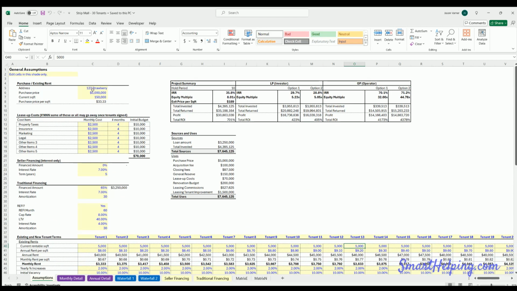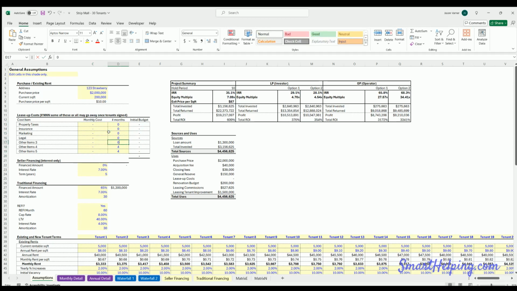Okay, so let's go through the input. So we got address, so whatever address it is. We've got your purchase price. Let's say $2 million. We'll go through a new deal. Let's say it's 200,000 square feet. Purchase price $10 a square foot. This section here is for lease up costs. So let's zero these out for right now.